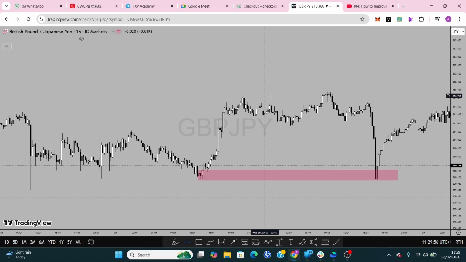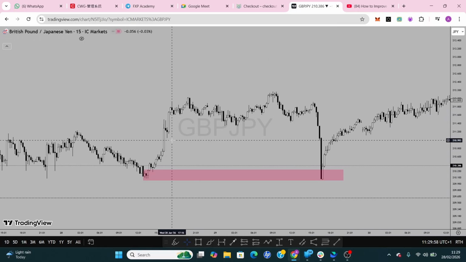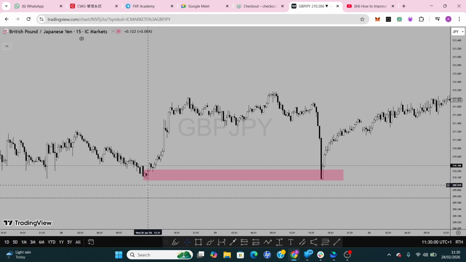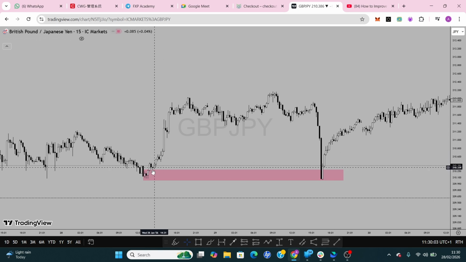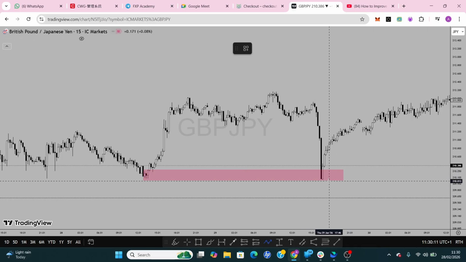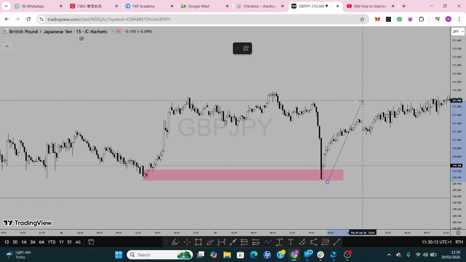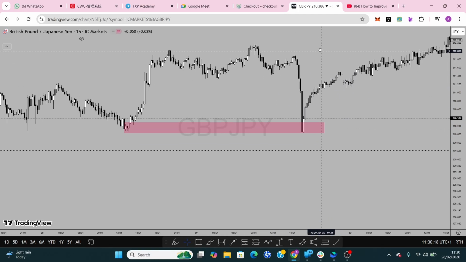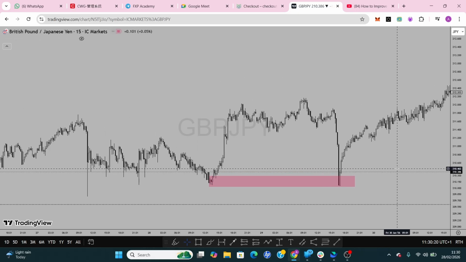So when price returns, you see why we are taking this as our demand zone? Because we saw that price moved aggressively from this zone with an imbalance. So when price returns to this zone again, what do you see? The market pushes to the upside with aggressive movement to the upside, right? So that's essentially how to do this.